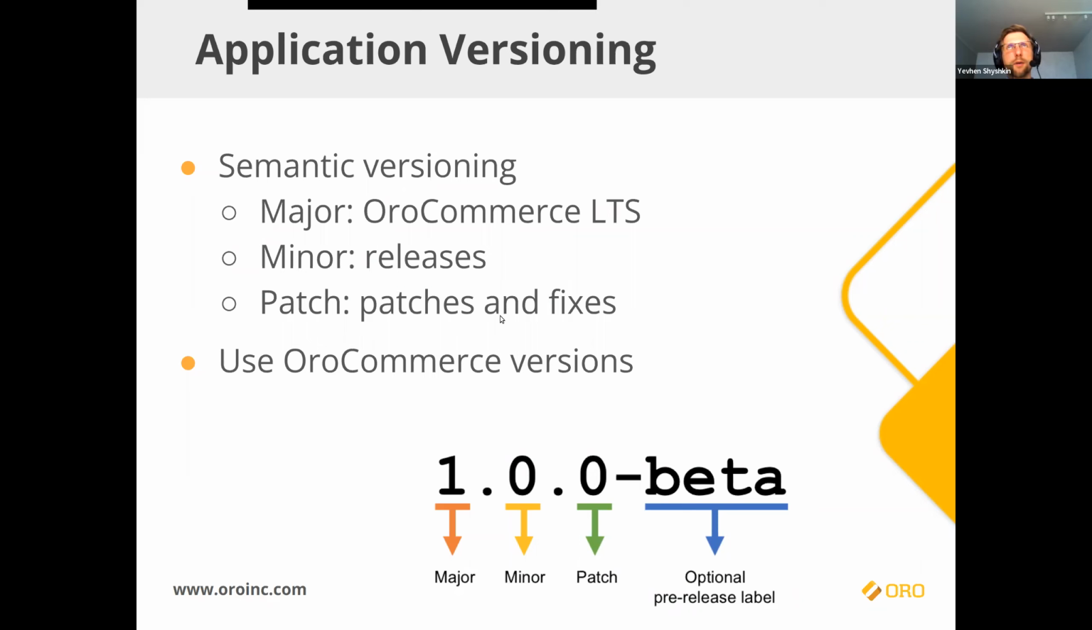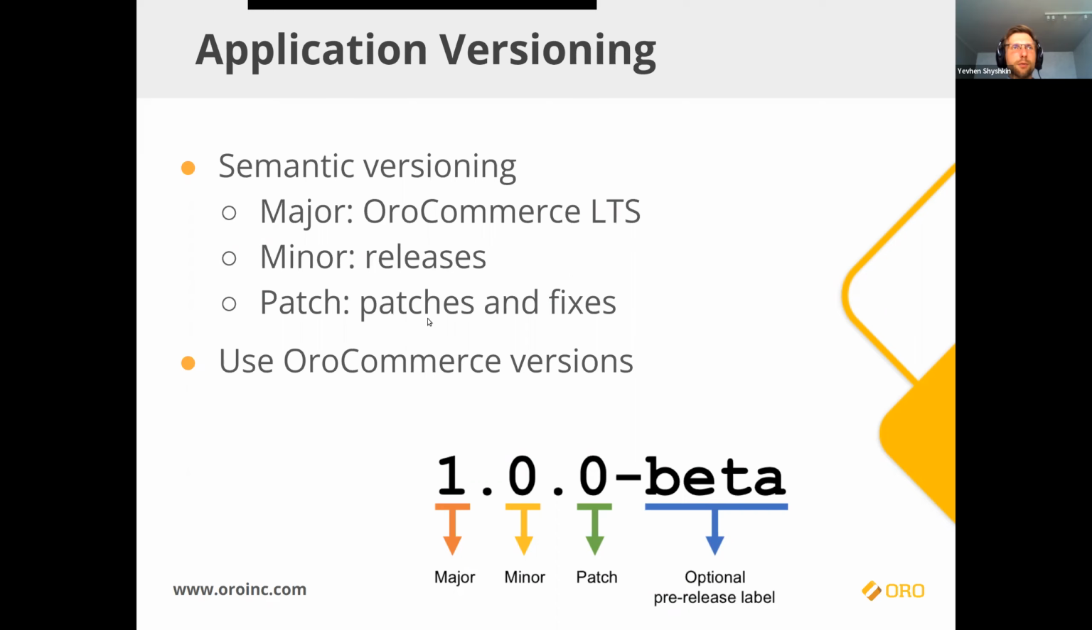Let's say if you have found the issues or problems in one of your releases and you want to deploy them without deploying any new features from the next release. So it's a typical usage of the semantic versioning, where here we just recommend to use major and minor digits for the OroCommerce LTS releases and your internal releases of the customizations and the features you have developed.